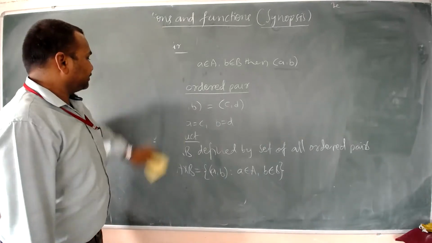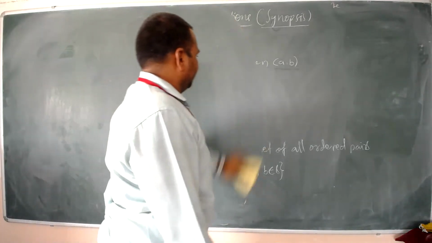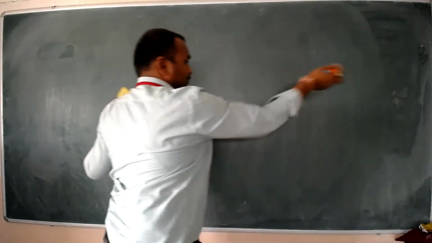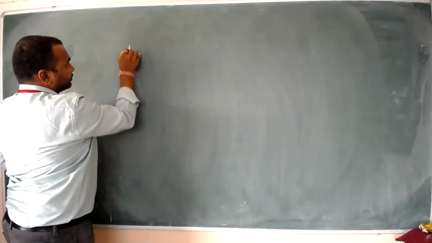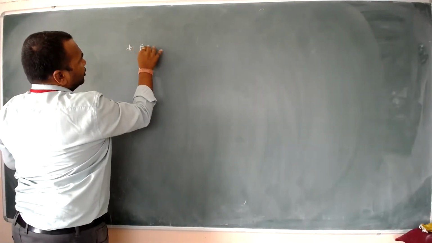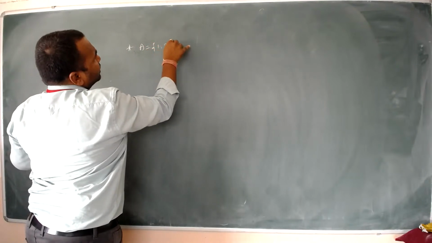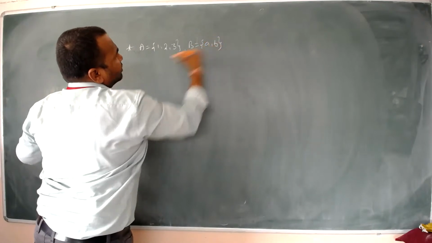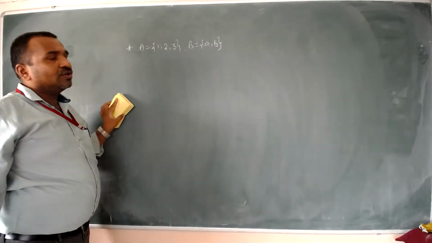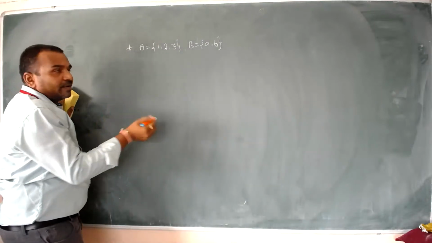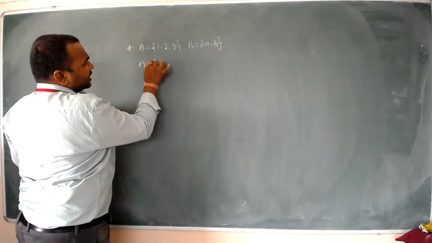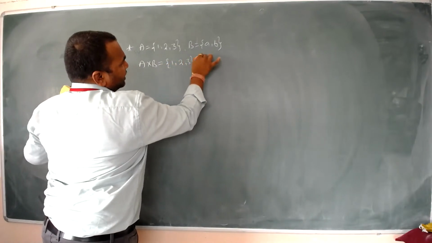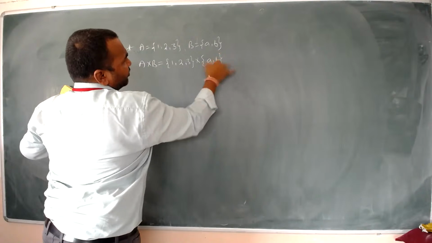Let us check. See, A is equal to {1, 2, 3}. B is equal to {a, b}. Then how to calculate A cross B? A cross B means the set {1, 2, 3} cross {a, b}.